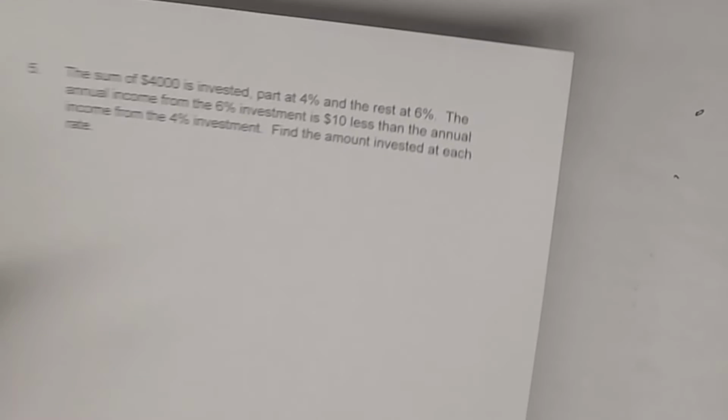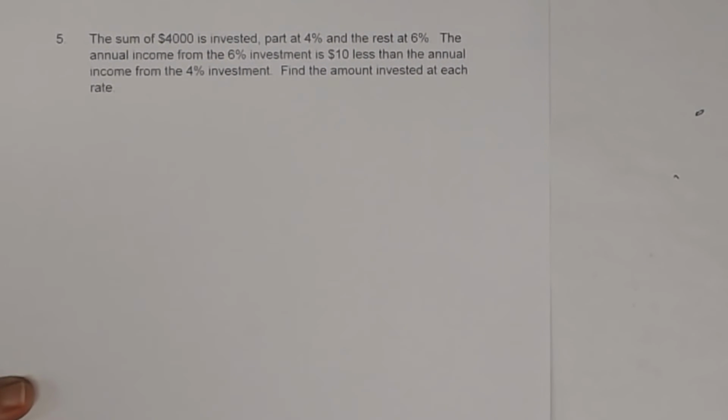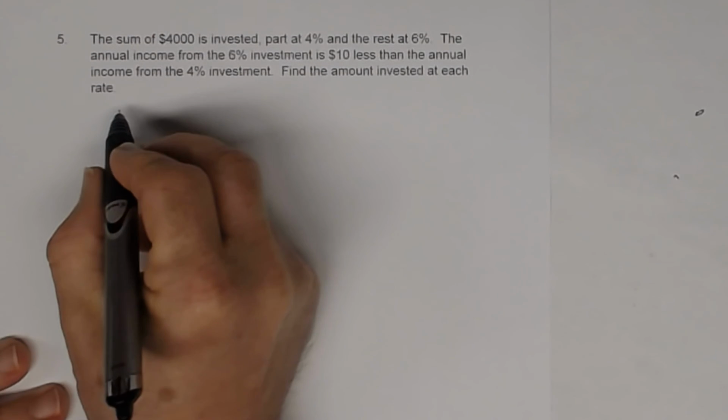All right, and finally number five. So let's do another one with the table. Okay, so let's get that one. So the sum of $4,000 is invested, part at 4% and the rest at 6%. The annual income from the 6% investment is $10 less than the annual income from the 4% investment. And so you're going to find the amount invested at each rate. All right, so we're going to use the table.